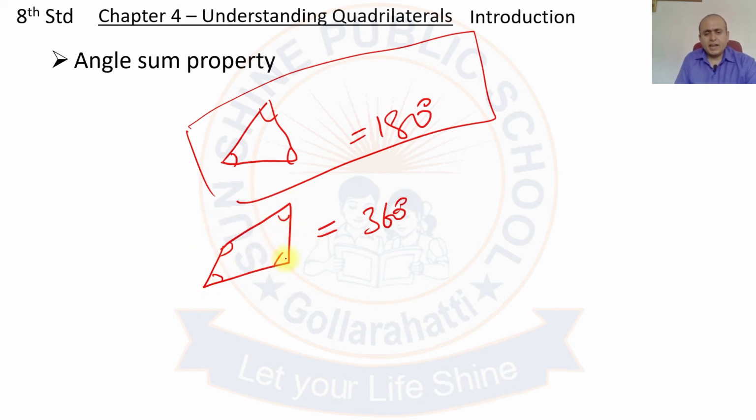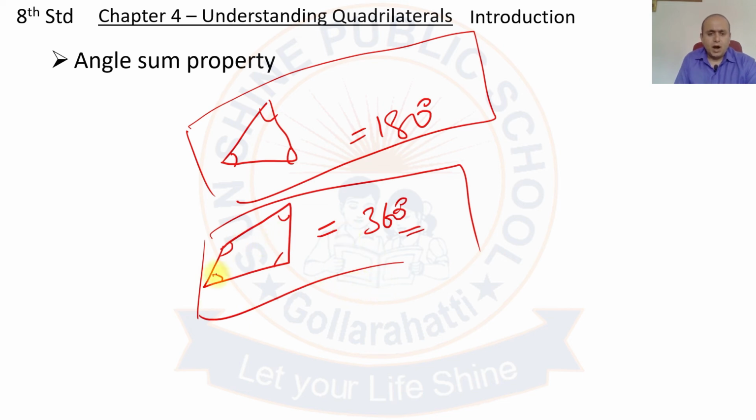The sum of all interior angles should be equal to 360 degrees. Then this is called the angle sum property of a quadrilateral. For example, how to check? You know already that a three-sided figure, that is a triangle, is equal to 180 degrees.